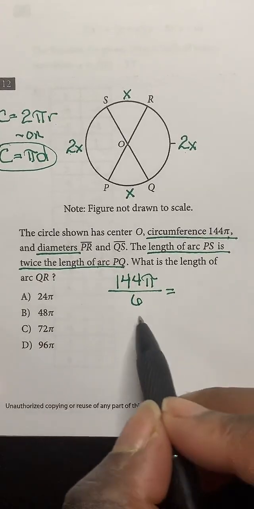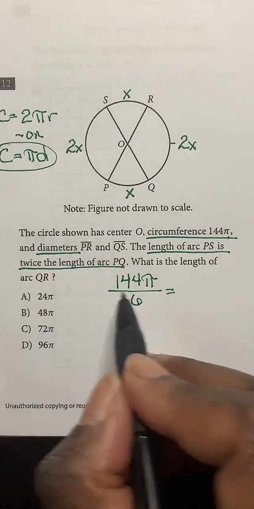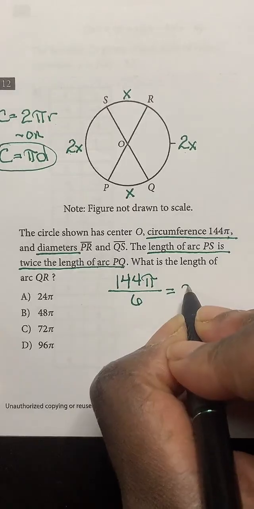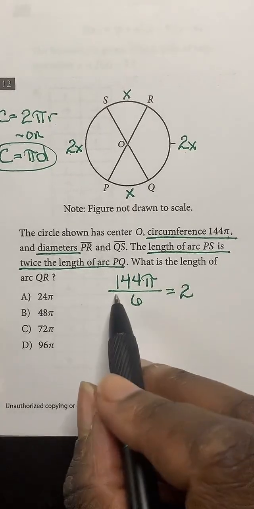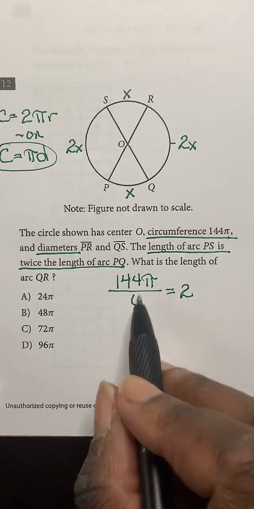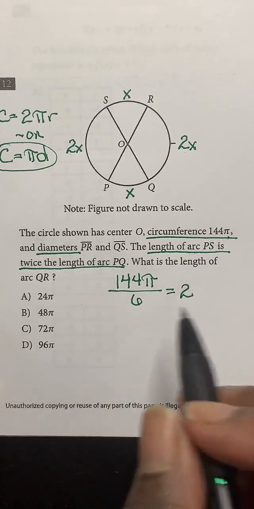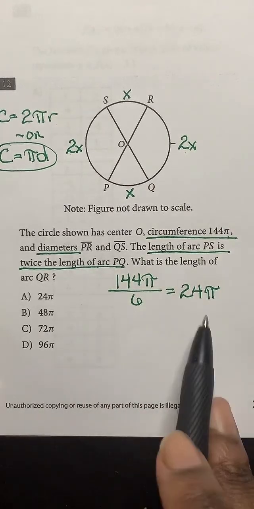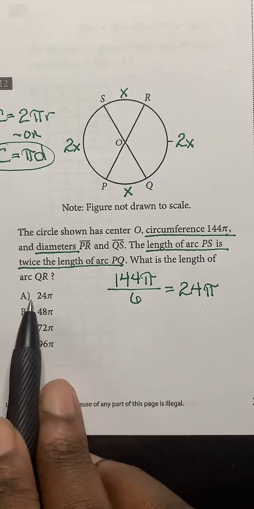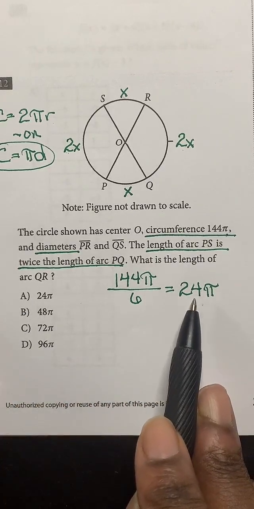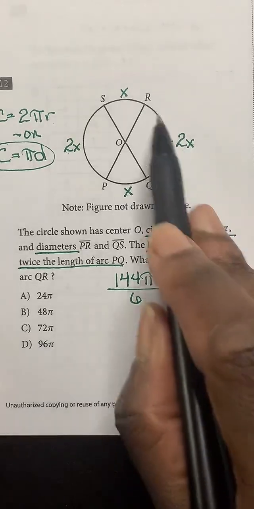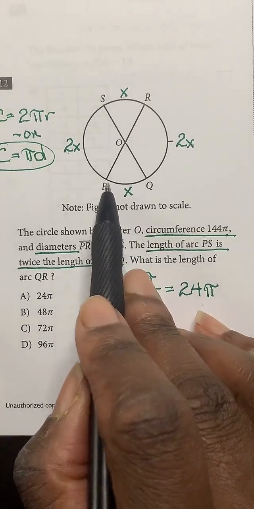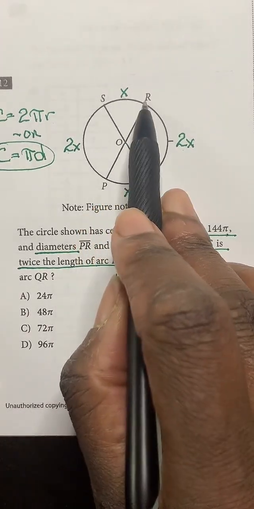So how many 6's can go into 1? None. How many 6's can go into 14? So that'll be 2. Remainder of 2, then bring down the 4, make it 24. How many 6's can go into 24? That'll be 4. So for those that were saying 24 pi, I got you. But this is not giving me what QR is. This is giving me what PQ or SR is.